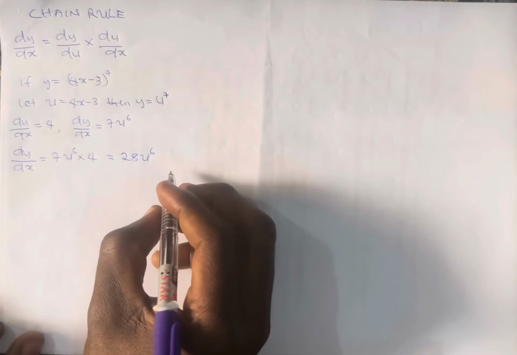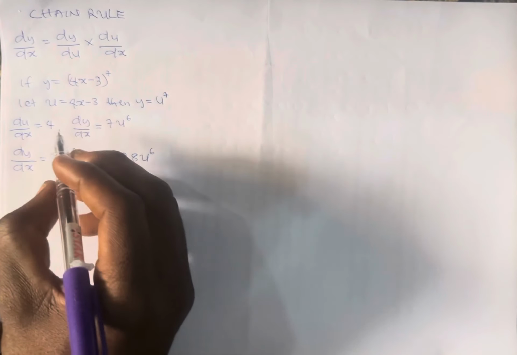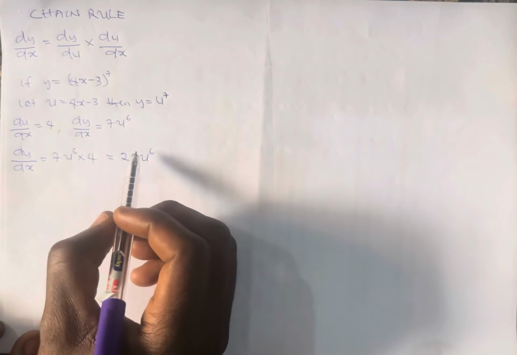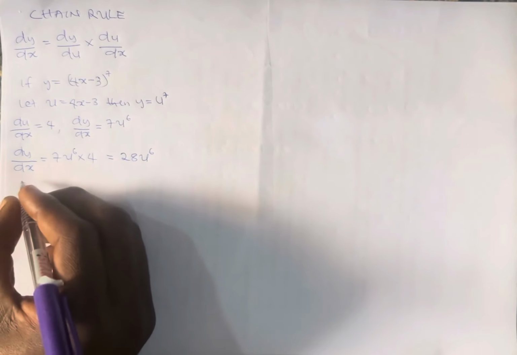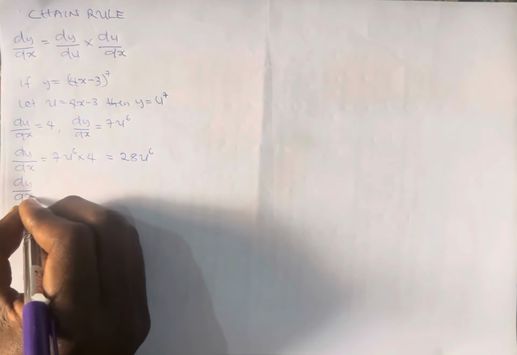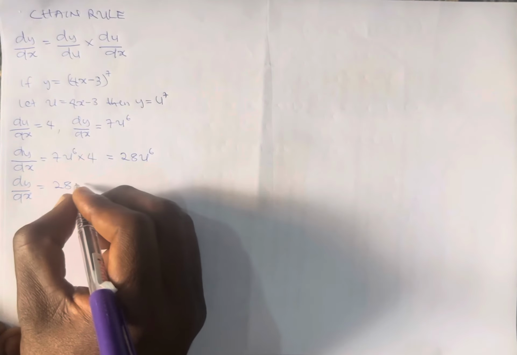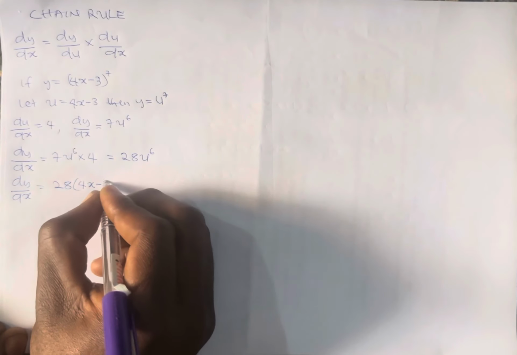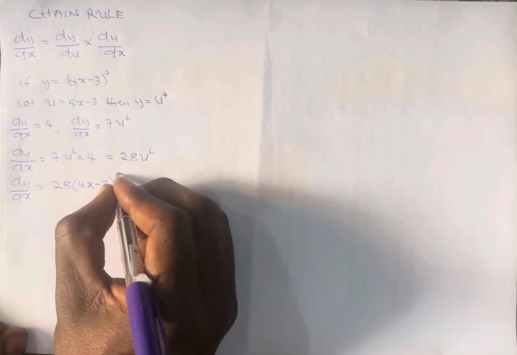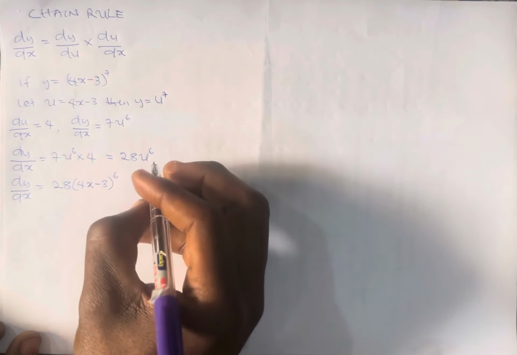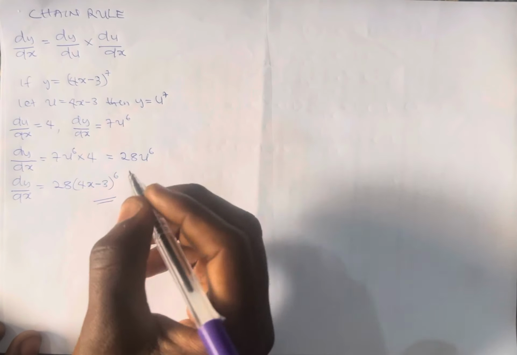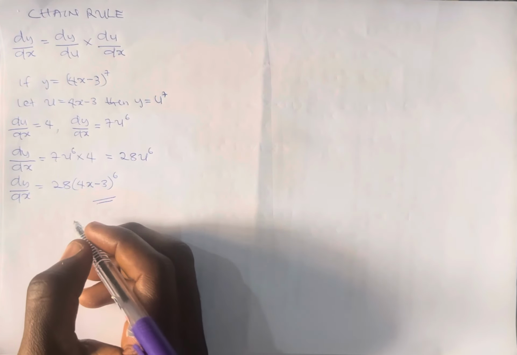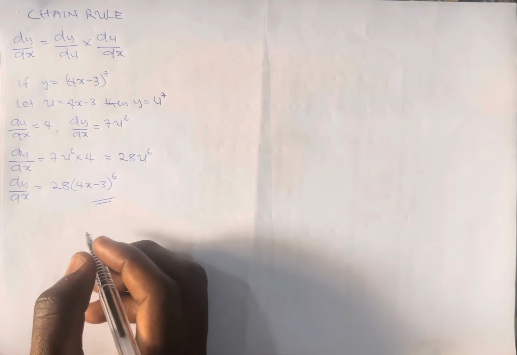That's not all. We'll now go back and substitute, because initially we said let u be equal to this. So we're going to put the value of u. So our dy/dx is equal to 28(4x minus 3) to the power of 6, because of our u. This is the final answer. This is how you can solve a chain rule. Let's go over more examples and see how we can solve. And I'm not going to be using the formula again. I'm going to be solving it directly.